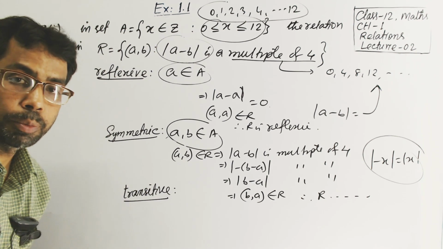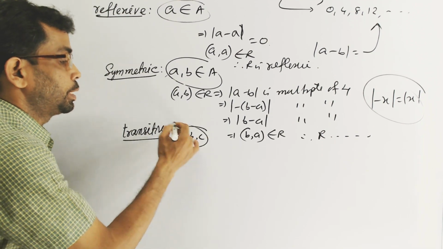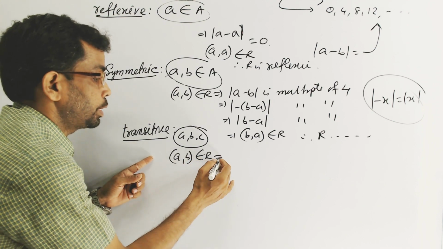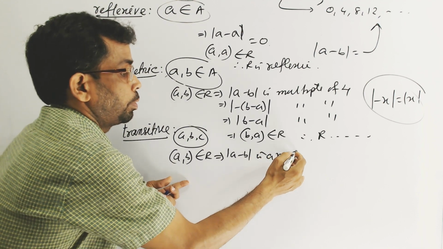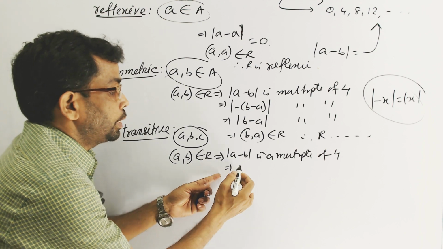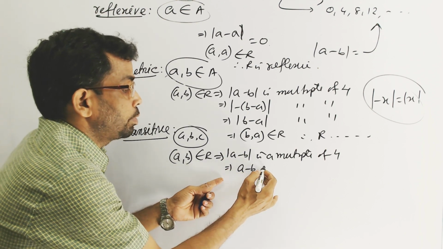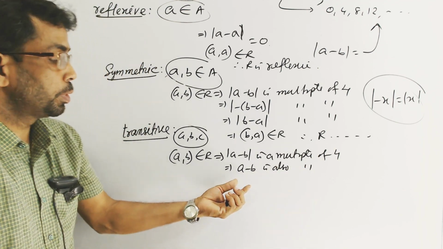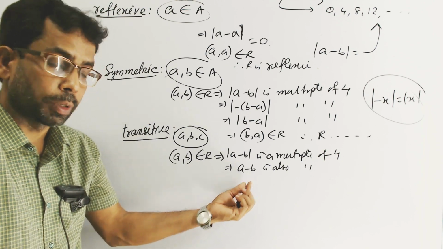For transitive, to explain, we have to take 3 elements. So we can take any 3 elements A, B, C in the set A, and then if (A, B) is in the relation, then their difference is a multiple of 4. If modulus of a number is a multiple of 4, then the number itself is also a multiple of 4. We can remove the modulus, no problem. Modulus of 4 is a multiple of 4, so the number 4 itself is also a multiple of 4.